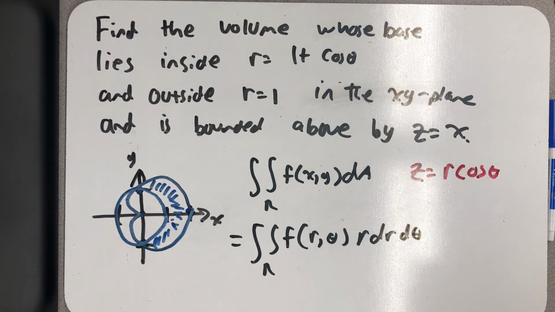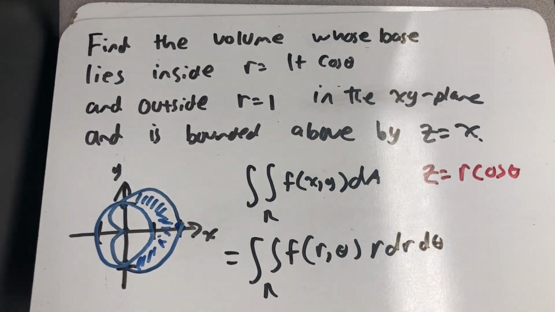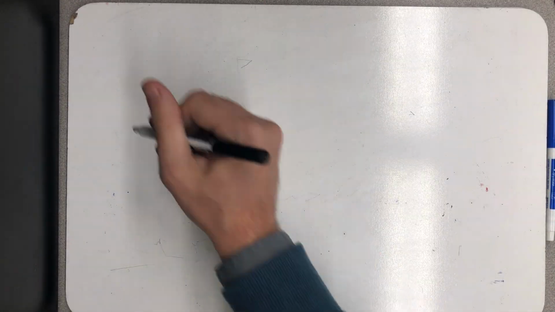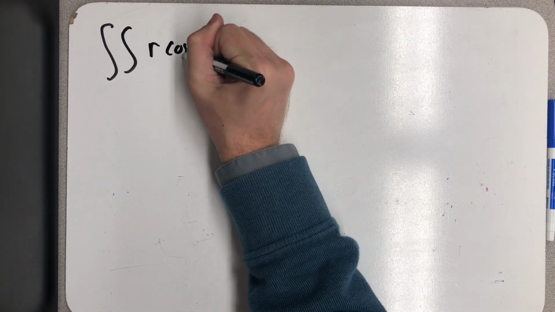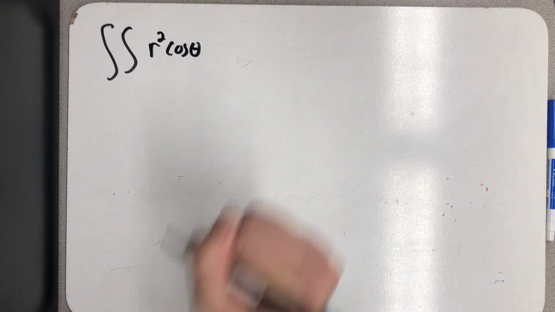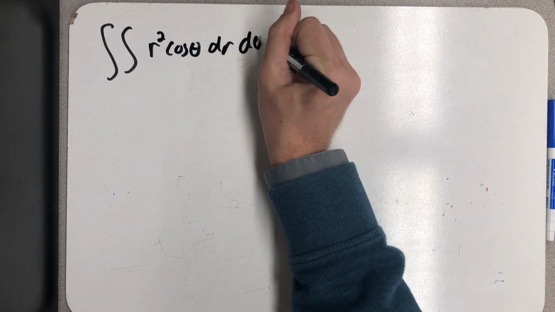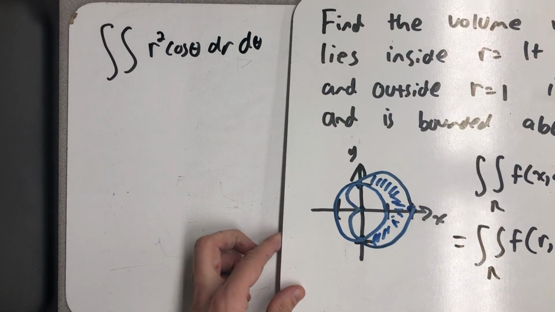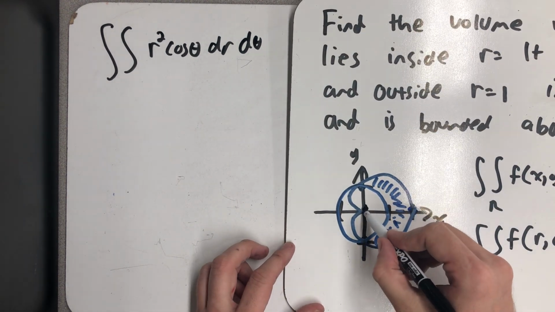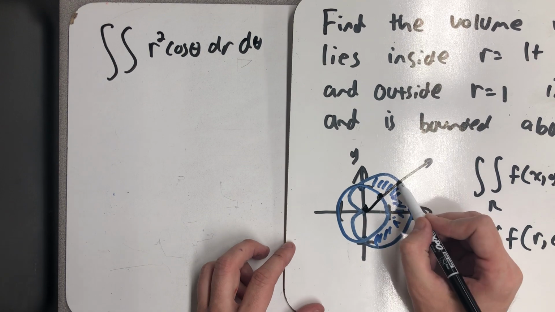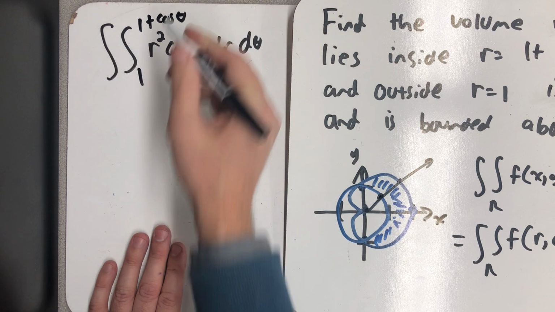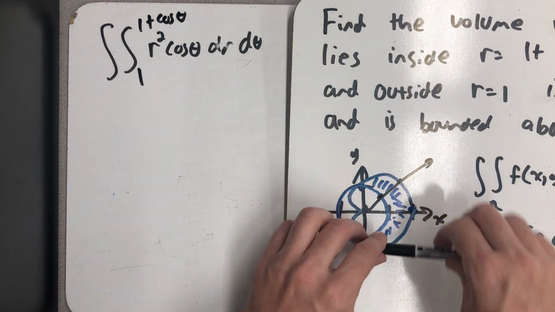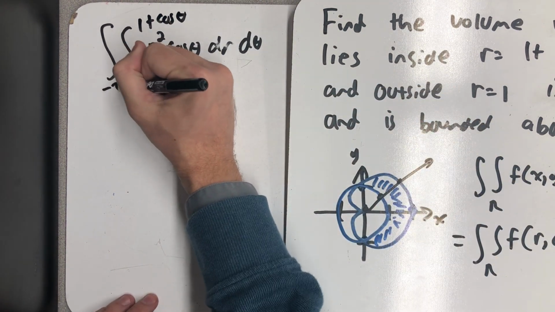So I'm ready to set up my double integral. The function, r cosine theta, and then that r dr d theta. And then the r times r, I'm just going to make that an r squared dr d theta. Well, looking at our region, I enter the region at the circle and exit at the cardioid. And then I can see that my bounds are minus pi halves all the way up to pi halves.